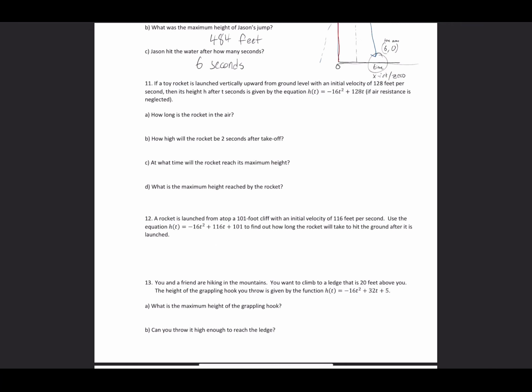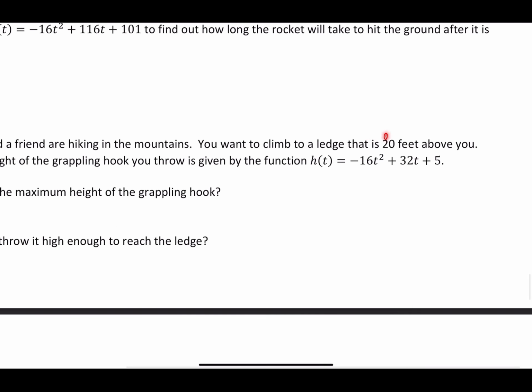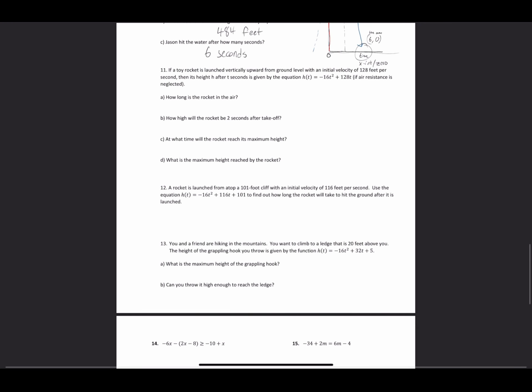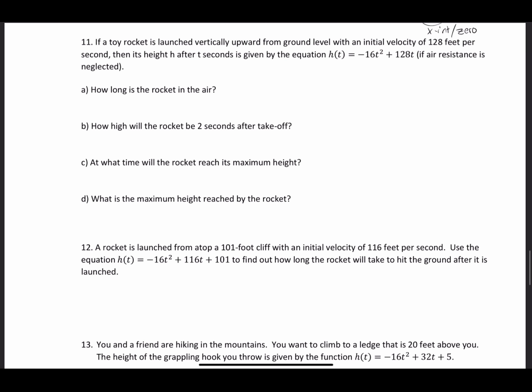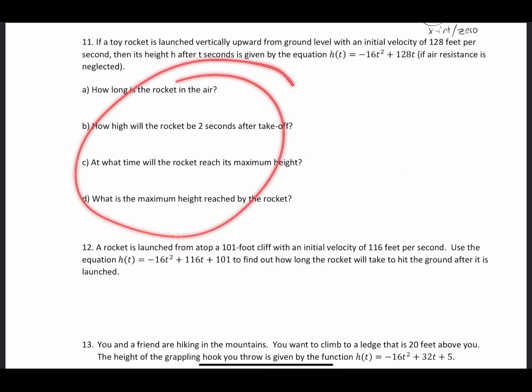The rest of the problems on this page, 11, 12, 13, are all quadratic. Negative 16 squared, negative 16 squared. They're all quadratic, which means if they're real world, it's probably something launching off or something falling down. Graph it in your calculator, find the picture, and answer these questions.